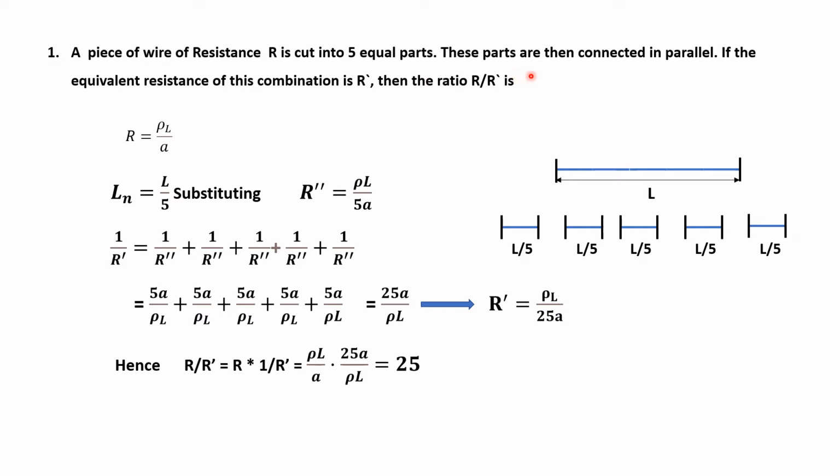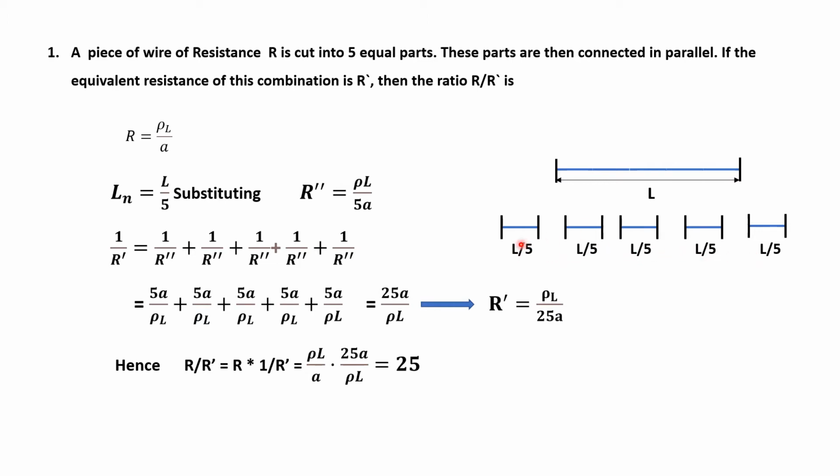These parts are then connected in parallel. If the equivalent resistance of this combination is R dash, then the ratio R by R dash is. So in this problem, they have taken a wire of resistance R. So this is the original wire of resistance R, and this wire is being cut into 5 equal parts.